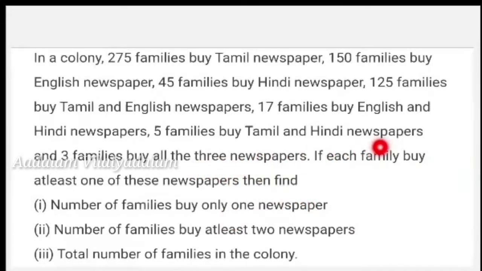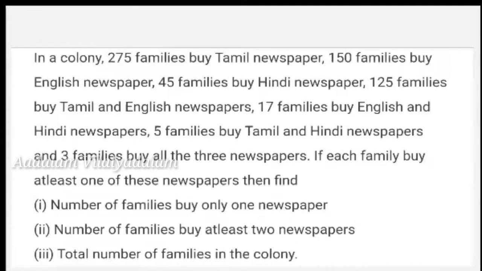But at the end, remember one point: 3 families buy all the 3 newspapers. So this is the intersection for the 3 events, or in another way, 3 items had been taken to find the common elements. Now, each family buys at least one of these newspapers, they have said.